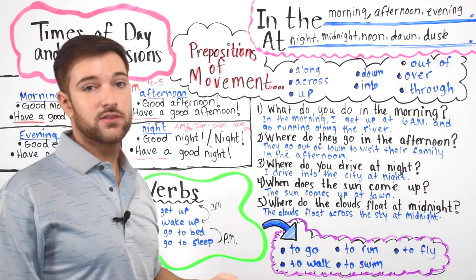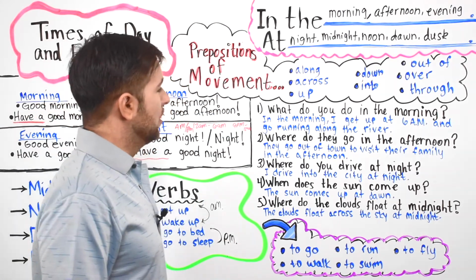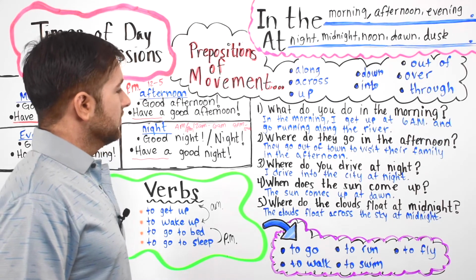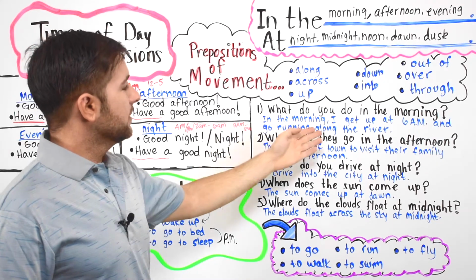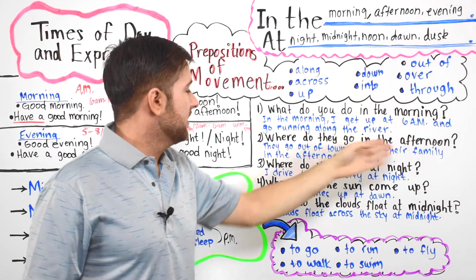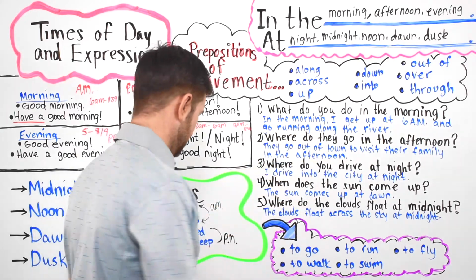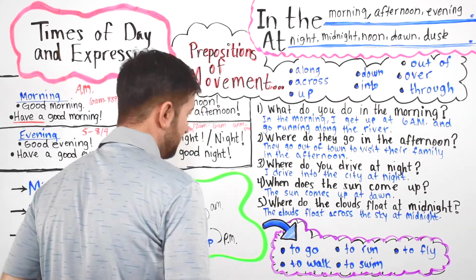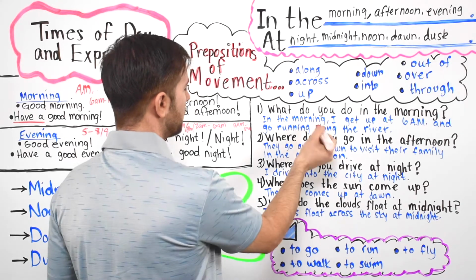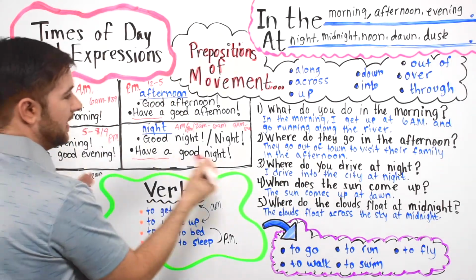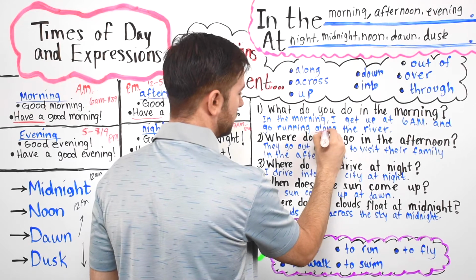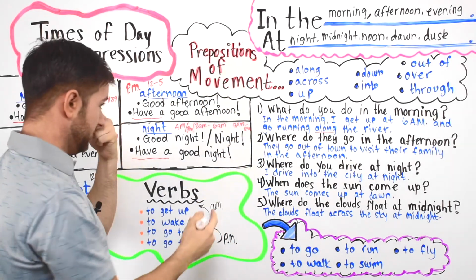So let's begin with number one. Are you ready? What do you do in the morning? And then it says, in the morning, I get up at 6 a.m. and go running along the river. So here you can see that we have morning to talk about the time of the day, and then we have along, which is a preposition of movement.